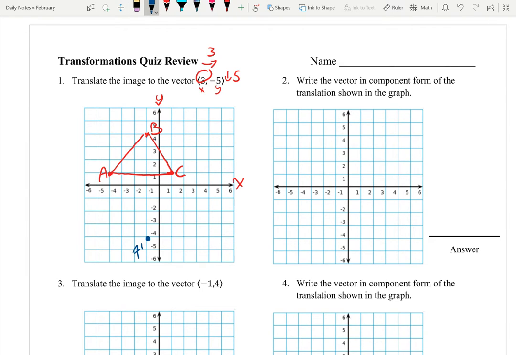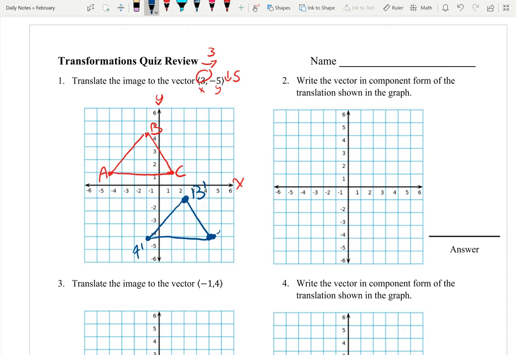And we can do that for B as well. For B, we can go 1, 2, 3 right, and then 1, 2, 3, 4, 5 down. We have B prime. And of course, C prime as well. Going 1, 2, 3 right, and then 1, 2, 3, 4, 5 down. And we have our triangle. So it's just a matter of understanding the vector is direction. In this case, direction is right 3 and down 5.